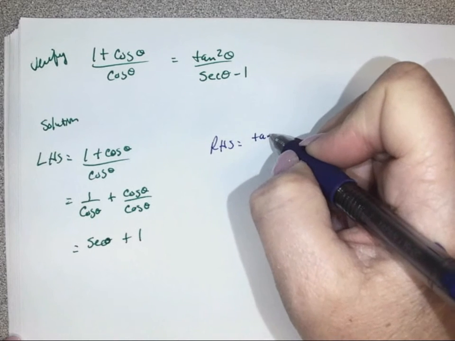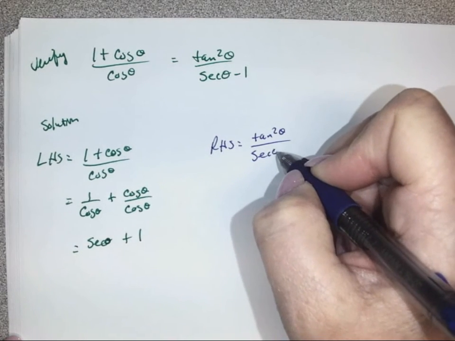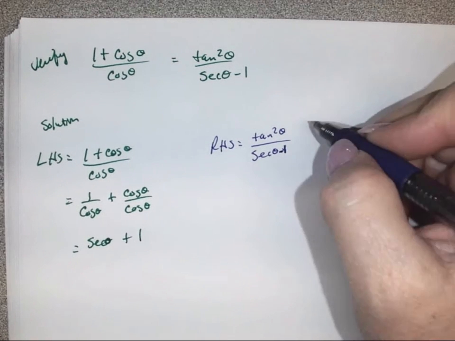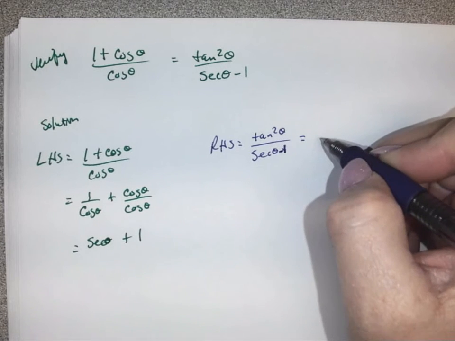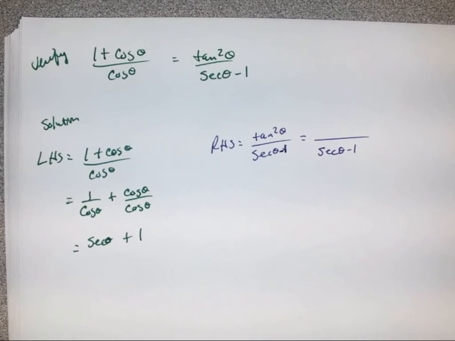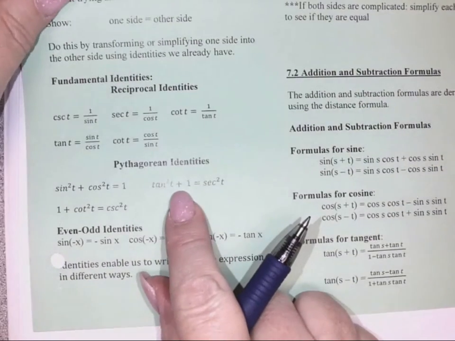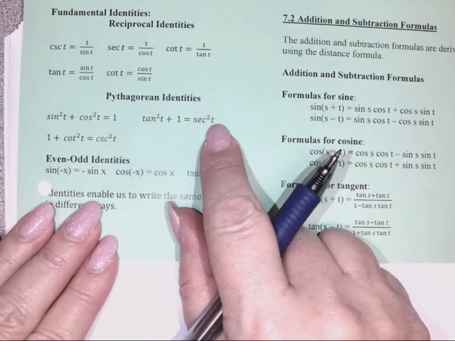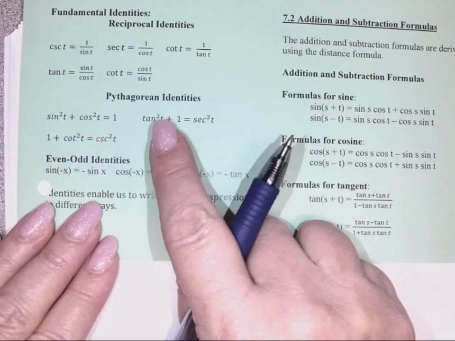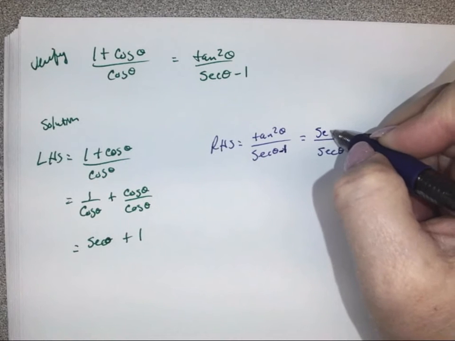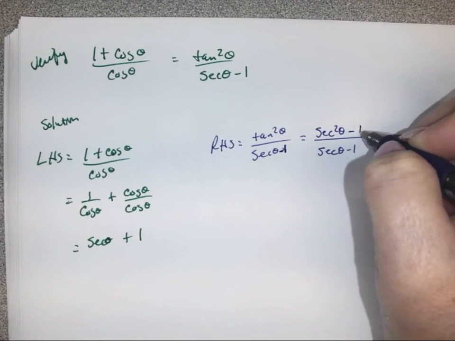So the right-hand side is tangent squared theta over secant theta minus 1. That's a minus, not a plus. So the bottom is secant theta minus 1. The top is tangent squared theta. Now, if I take this Pythagorean identity and subtract the 1, I get secant squared theta minus 1 is equal to tangent squared theta. So I'm going to do that on this one. So it'll be secant squared theta minus 1.